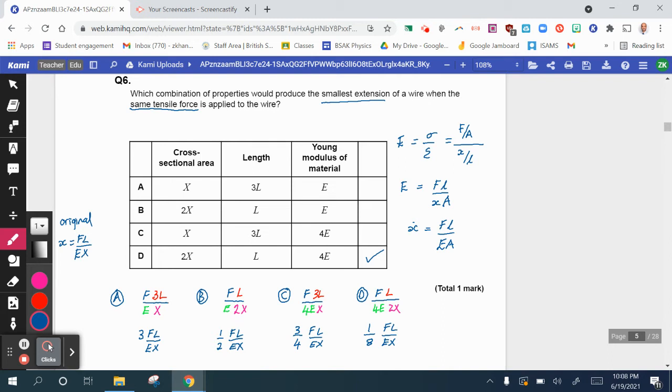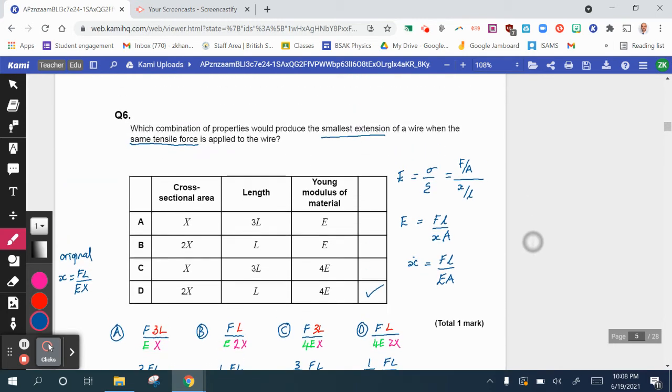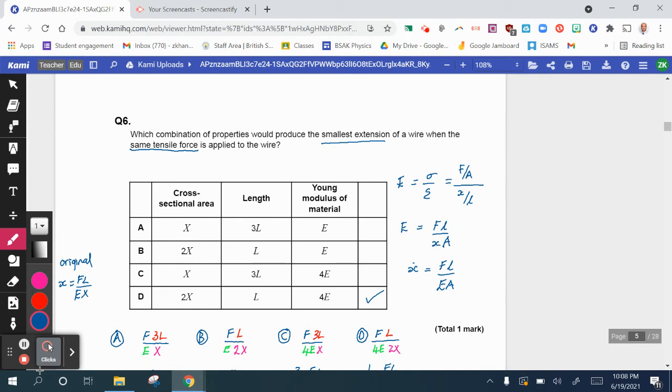So in this question, we have the same tensile force each time, so we can ignore that throughout because it's not affected every single time. The three variables which are changing are the cross-sectional area, the length, and the Young's modulus. So let's have a look at A to deduce which one has the smallest extension.